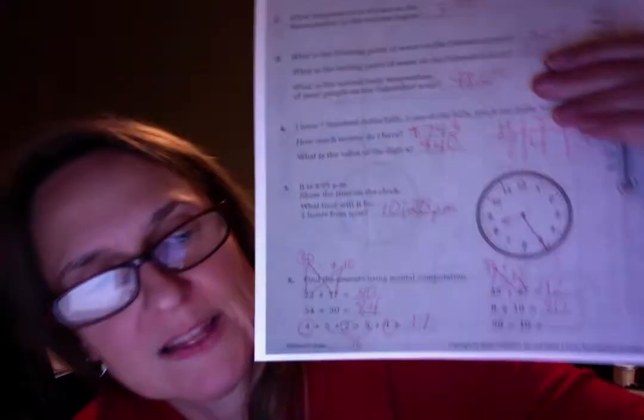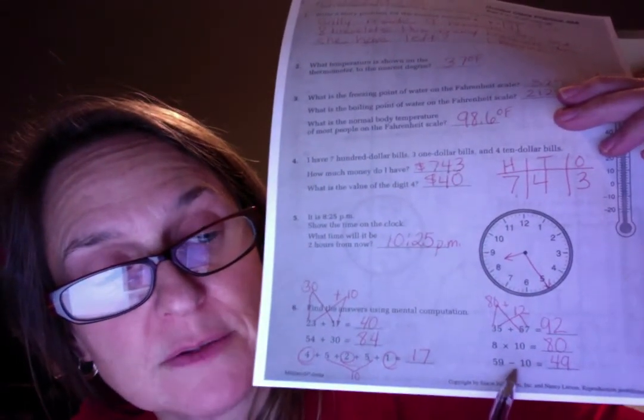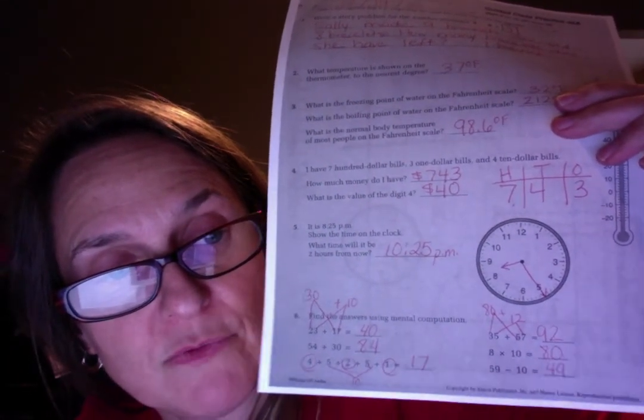All right, 8 times 10. This was what we learned last week, right? Anything times 1 is the other number, so anything times 10 is the other number with a 0 tacked on. So 8 times 1 would be 8, so 8 times 10 is 80. 8 with a 0. And then the last one, 59 minus 10 is 49. It was a subtraction problem. Don't forget to check what the operation is here, and it is subtraction. So we take a 10 away. So instead of 59, it is 49.